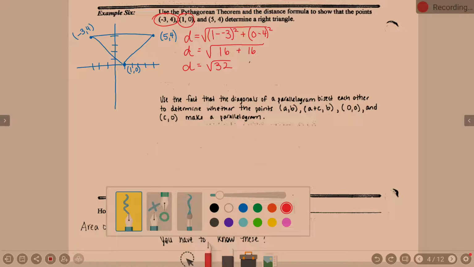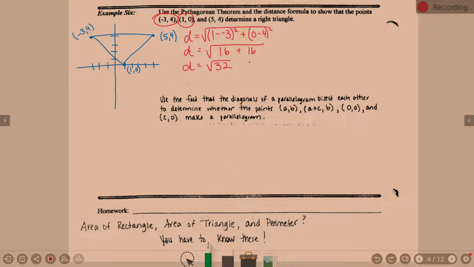Now, pick 2 different pieces. So now what if I pick 1, 0 and 5, 4? Repeat the process. The square root of, subtracting my x's, so 5 minus 1 squared, and subtracting my y's, 4 minus 0 squared. Do the math. We end up with 4 squared and 4 squared. 16 and 16 is going to be square root of 32 again.